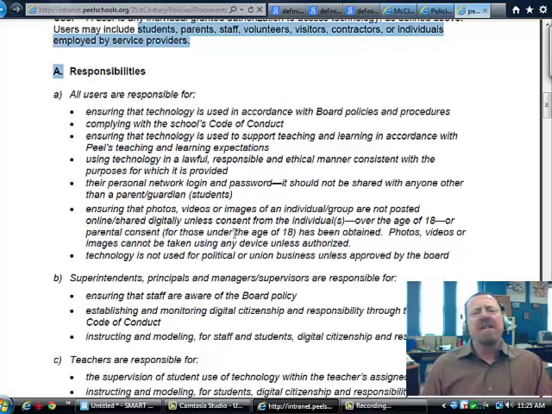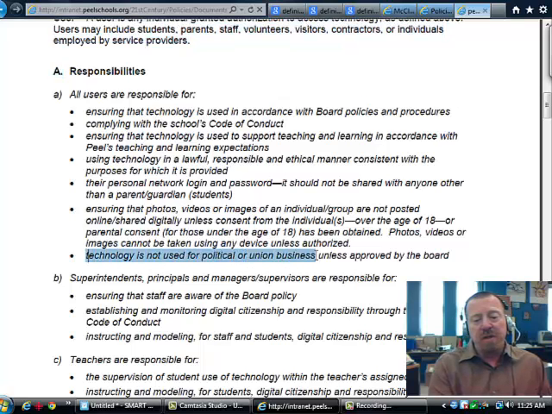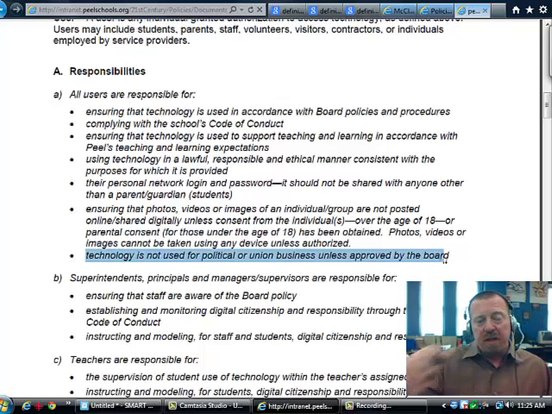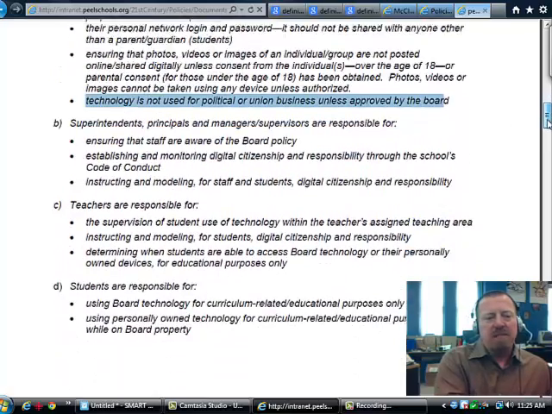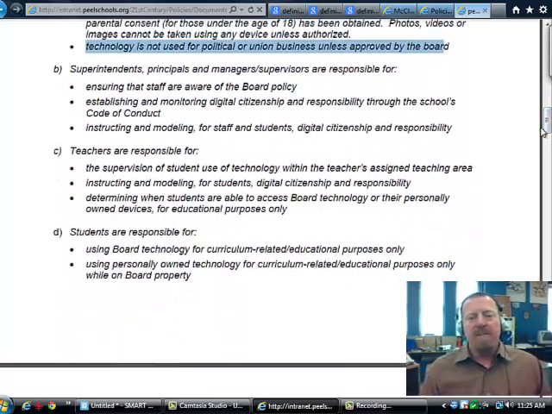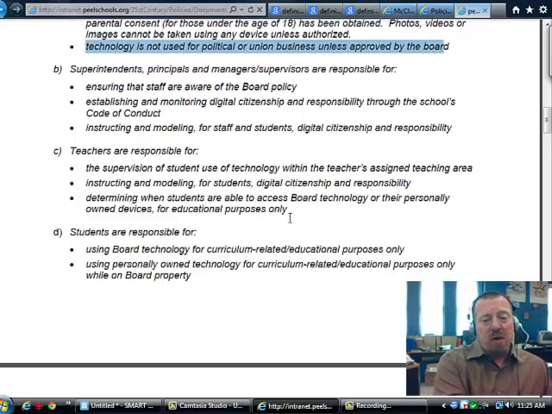Pretty straightforward stuff. The technology is supposed to be used for educational purposes. In fact, it even mentions specifically that the technology is not to be used for political or union business unless it's approved by the board. It's one of the reasons why, as your steward, I've asked you to get in touch with me and send me your home email address. It's to stay within the boundaries of this policy. There are responsibilities for superintendents, principals, and managers and supervisors. So it's not just us. We have our 3 responsibilities, which are outlined here.